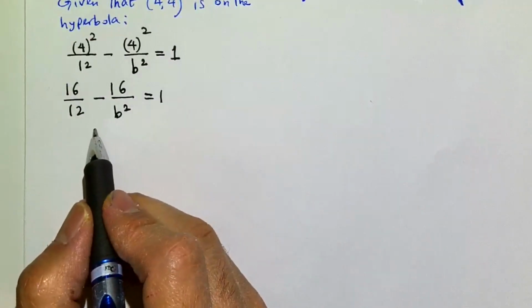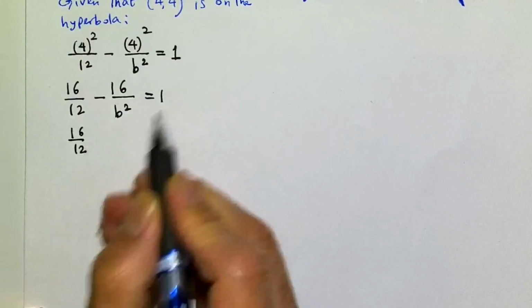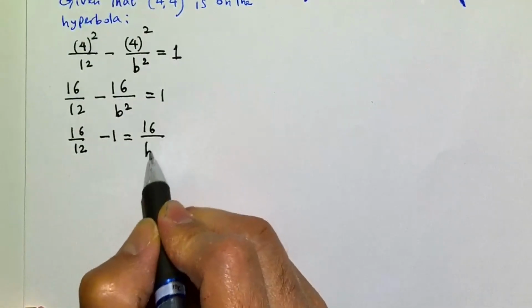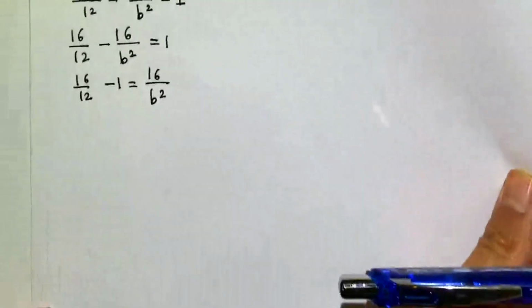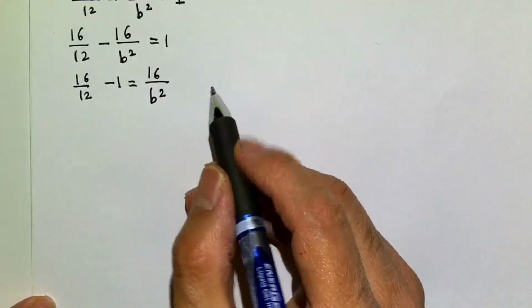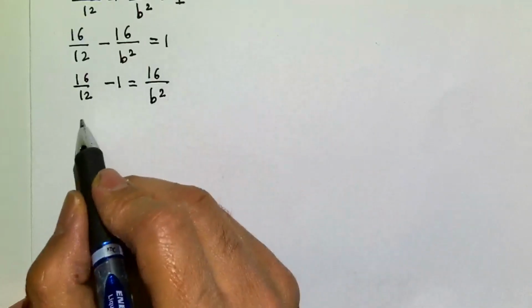And then, so let's swap these. So 16 over 12 minus 1 equals positive 16 over b squared. We're trying to solve for b squared, right? And then, so what do we have? So I can continue this way.